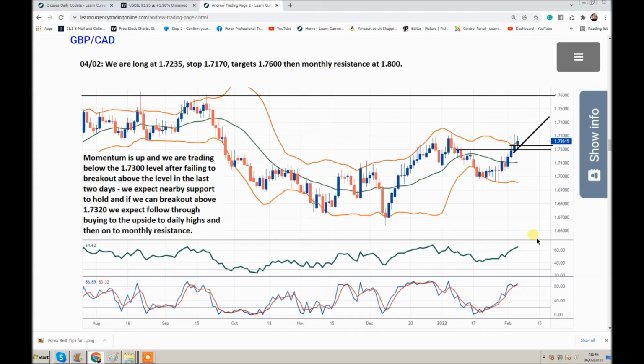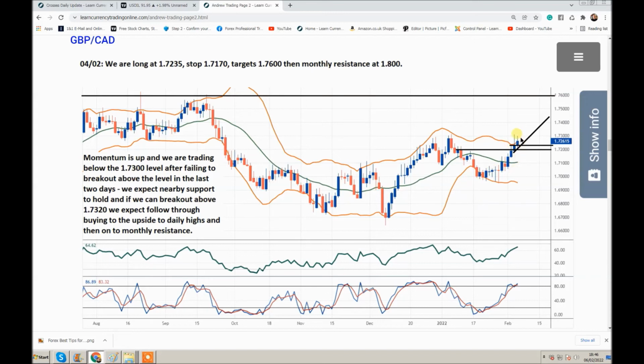I like pound pairs in the crosses. I won't go through the fundamentals in detail, but the fundamental backdrop for the pound is much better than for the commodity currencies. And also, I'm thinking we might get risk off. If we get risk off, then the pound will definitely get an additional boost against the commodity currency. So far, it's doing okay.